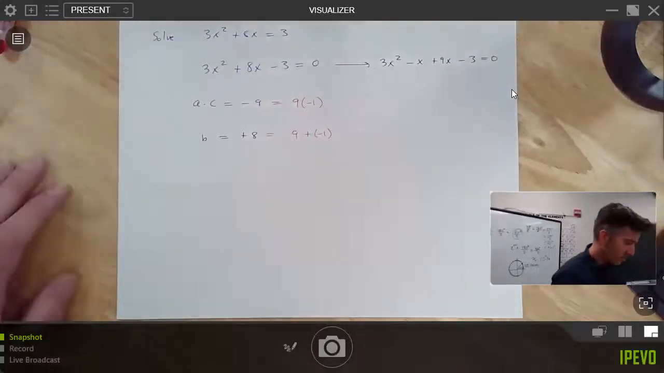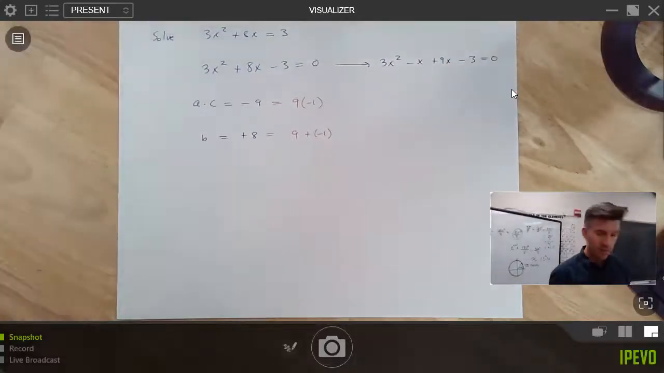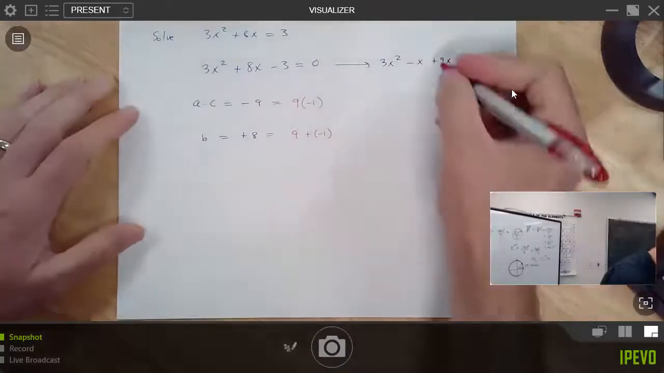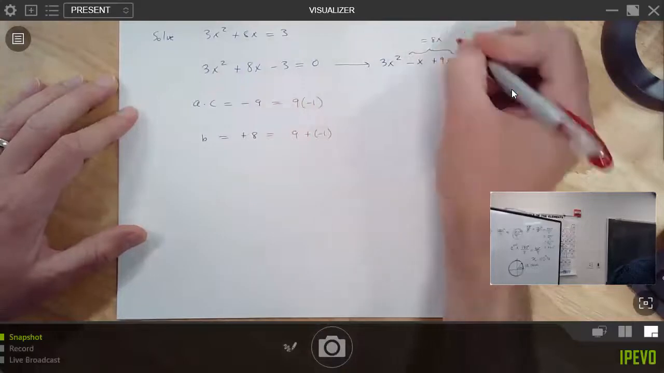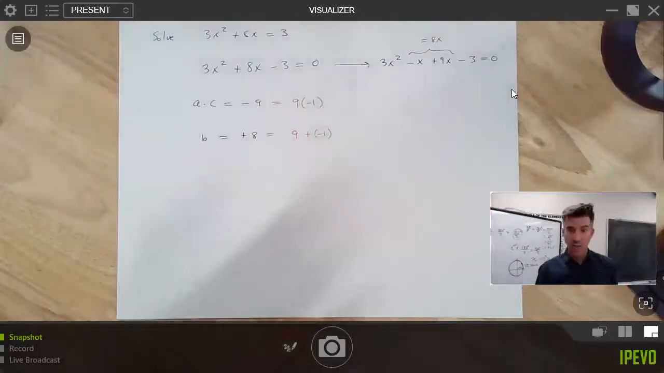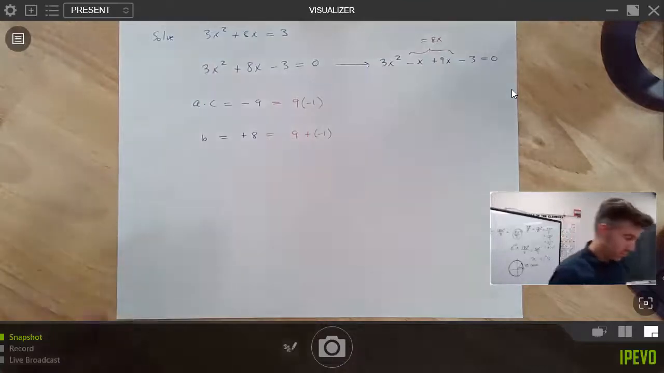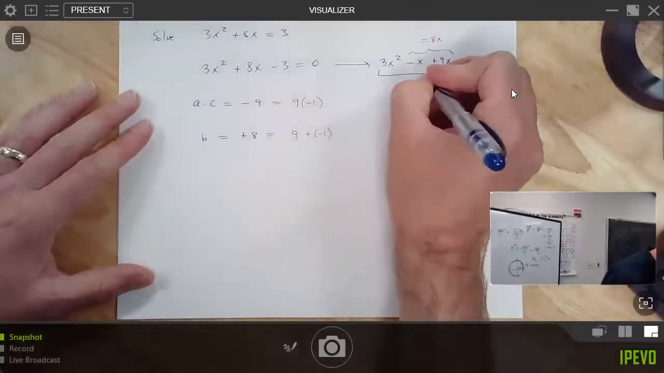So I have 3x squared minus x plus 9x minus 3 equals 0. And I'll just, again, reiterate, this part here is equal to 8x. So we haven't really changed anything. We've just written it in a slightly different way. And then we're going to factor by grouping.